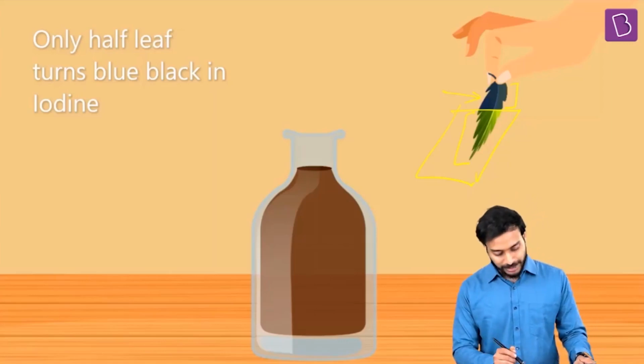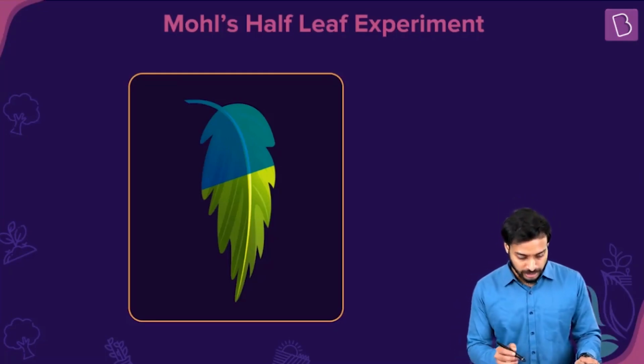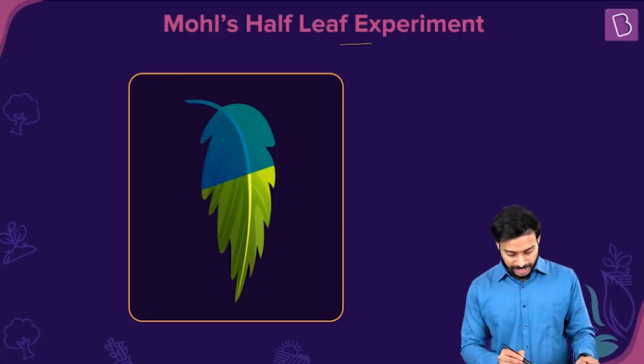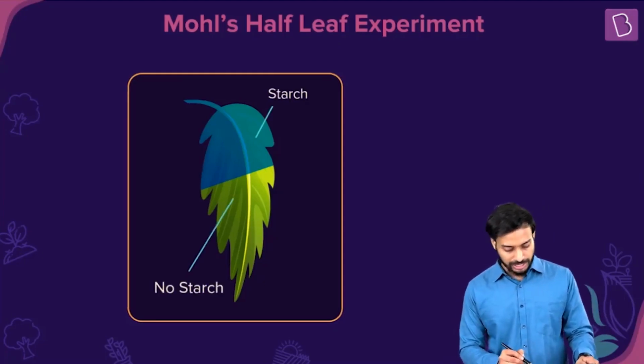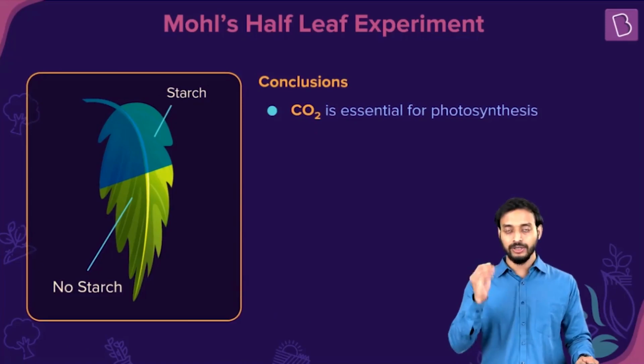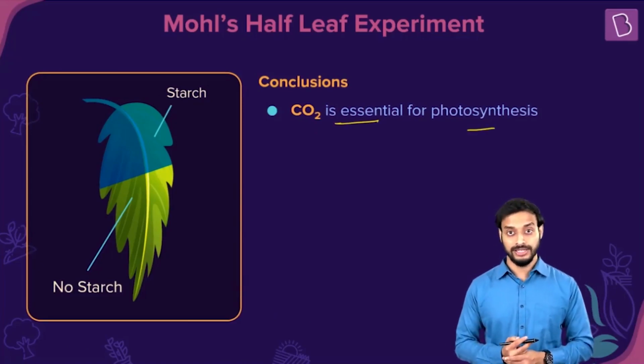Clear? So, does this prove that carbon dioxide is essential for photosynthesis? So, Mohl's half-leaf experiment, yes. Here you saw the presence of starch and here no starch. So, what's the conclusion? Come on, give me the conclusion. Carbon dioxide is essential for photosynthesis. Yes.